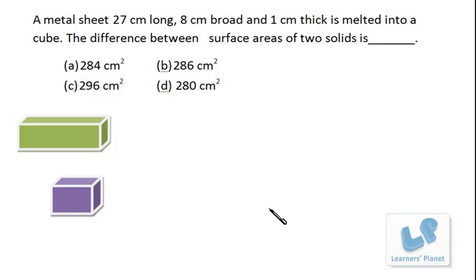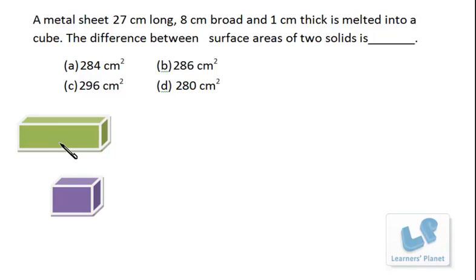Now let's see this question. A metal sheet 27 centimeter long, 8 centimeter broad and 1 centimeter thick is melted into a cube. We have to find out the difference between surface areas of the two solids. Now friends, when one body is converted to another body, then volume is not changed unless it is specifically specified. So in this case, nothing is specified.